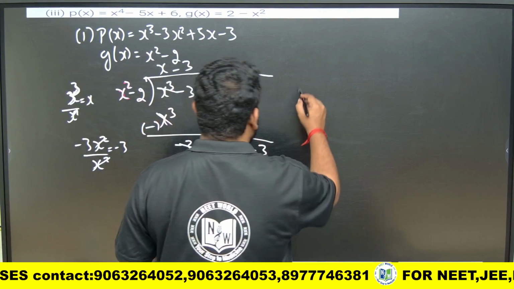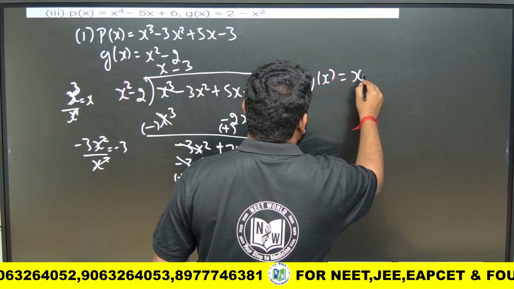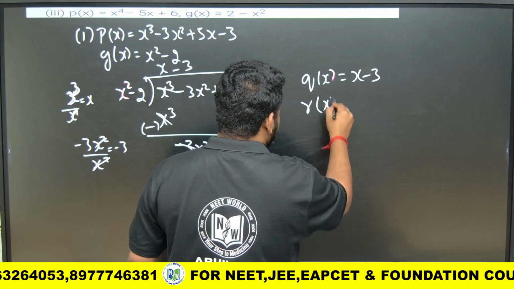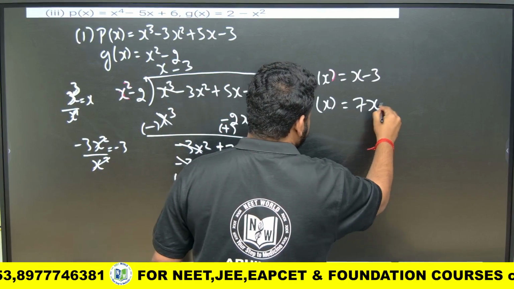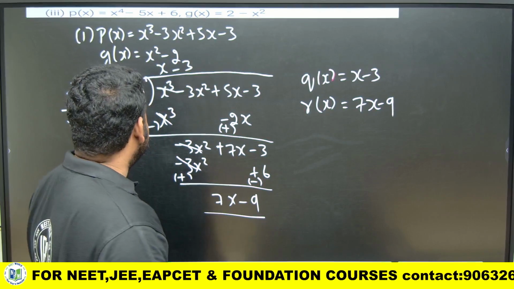Here quotient q of x is what? X minus 3. Got it? And remainder r of x is what, friends? 7x minus 9. This is how you solve this question.